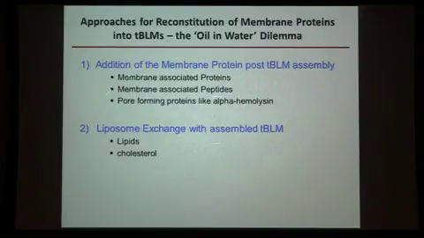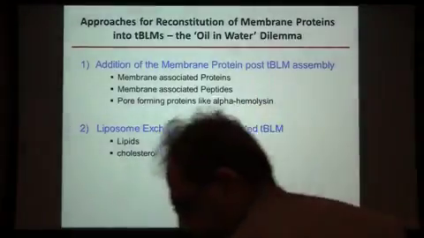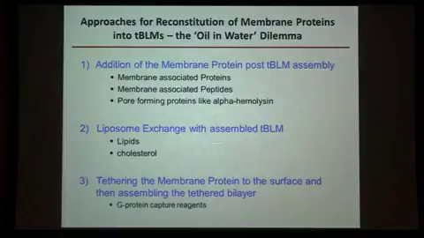a liposome. And so I'll show you examples of what we're thinking in terms of using liposome exchange with the assembled TBLM. Again, you pre-assemble the TBLM, and some examples right now are only at the level of exchange, that lipids and cholesterol can be exchanged. But the idea would be to bring the cargo to the surface of the liposome. And the other approach that we're looking at is first tethering the membrane protein to the surface, and then assembling the bilayer around the protein.